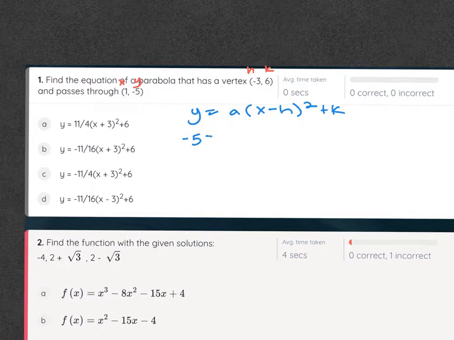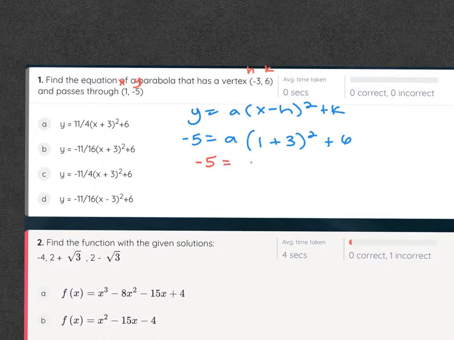The y is -5. The a is what I don't know yet. The x is 1. The h is -3. So minus the -3 becomes +3, squared. Plus k, which is 6. Again, quiz-wise, you guys forgot the squared on some of it. So please be careful. Don't do that again. Learn from mistakes. Don't repeat them.